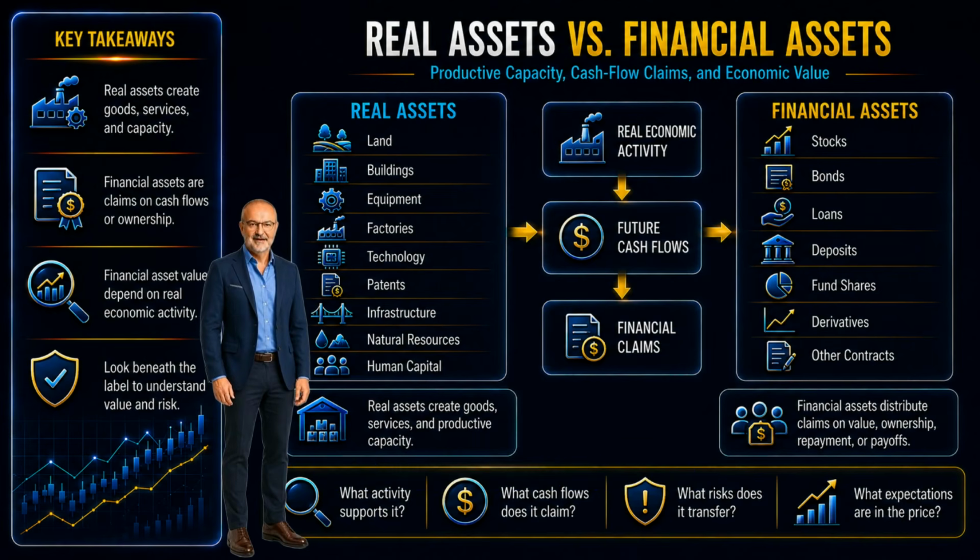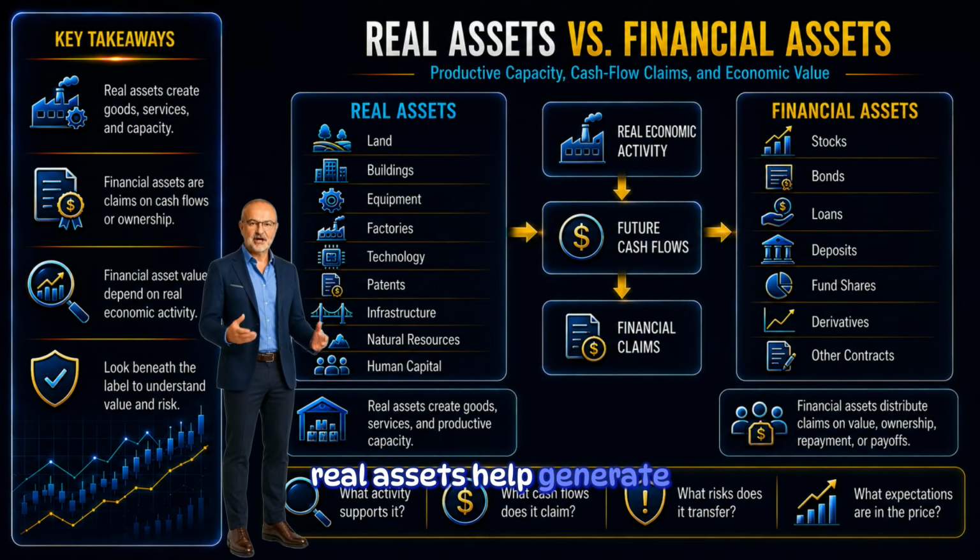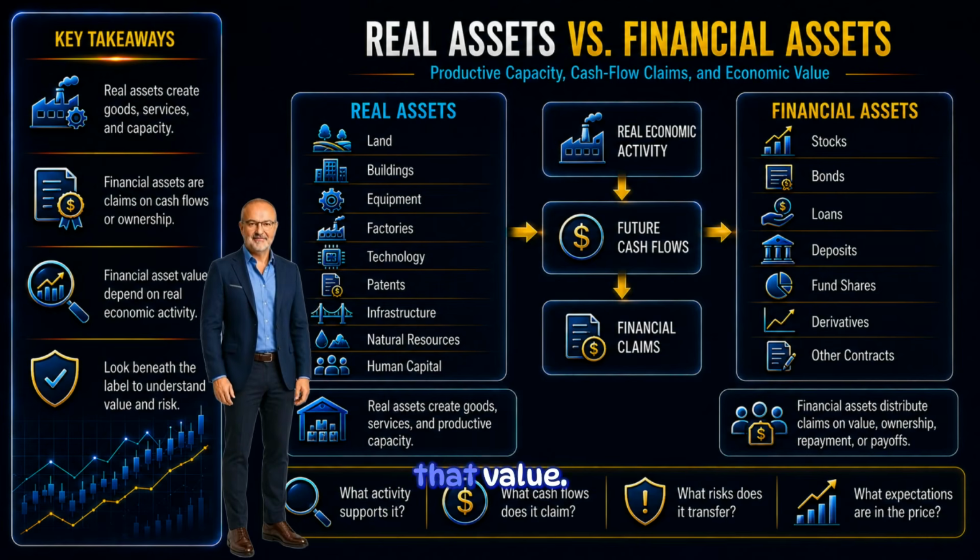Financial assets are different. They are claims on cash flows, ownership, repayment, or contractual payoffs. They include stocks, bonds, loans, deposits, fund shares, derivatives, and other financial contracts. A financial asset is an asset to the investor. From the issuer's perspective, it may be a liability, an ownership claim, or another contractual obligation. This distinction matters because real assets help generate economic value, while financial assets distribute claims on that value.